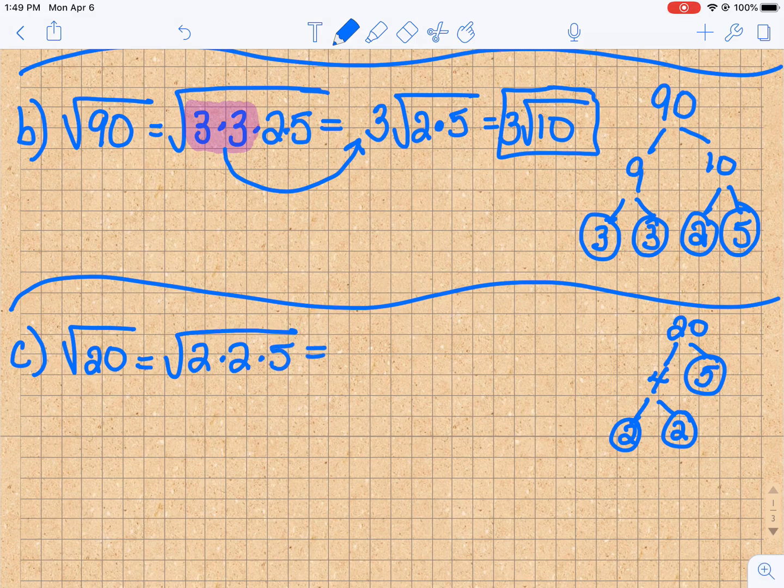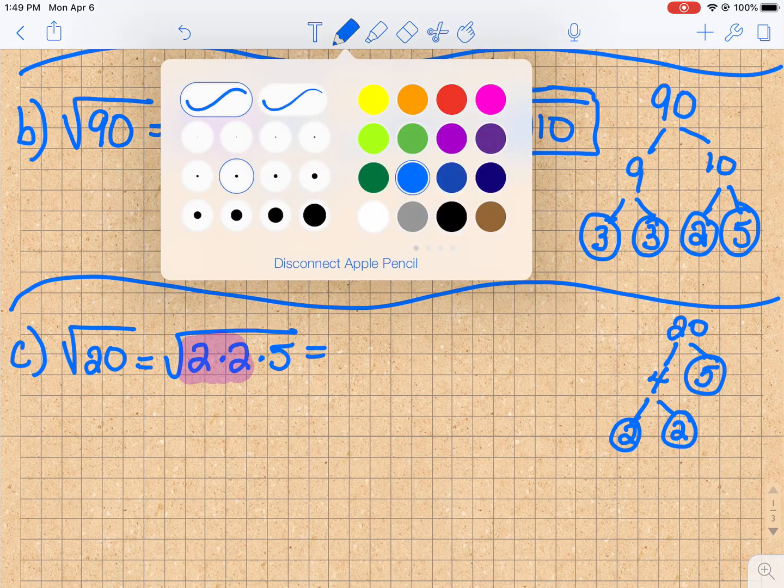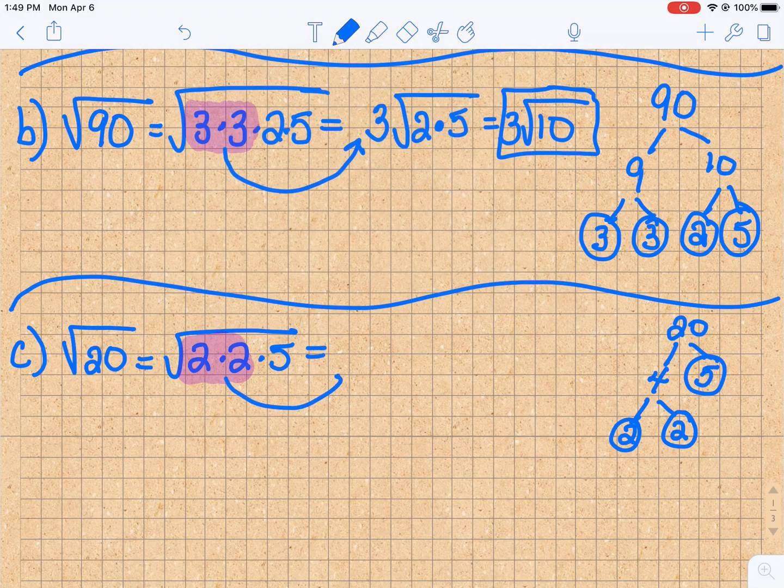I look for my twins. They escape. Something happens, and only one of them makes it out. The 5, however, is the left behind one. And so we have 2 root 5. Did you get that one?